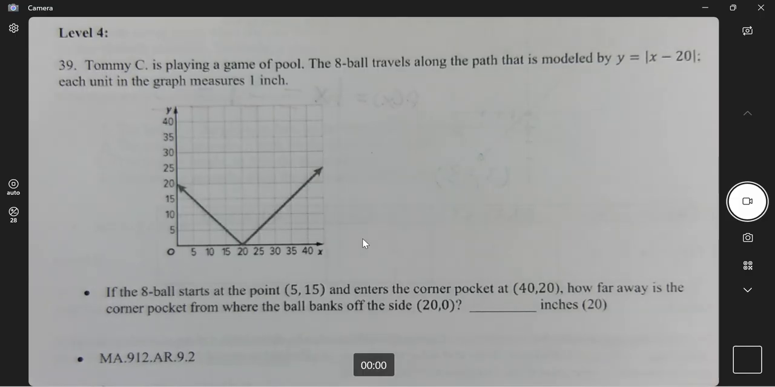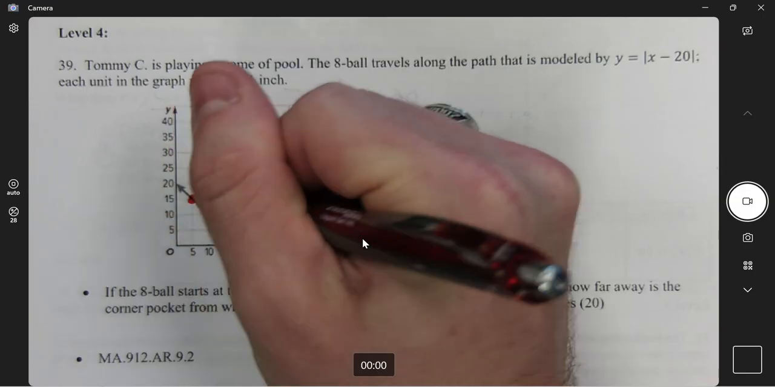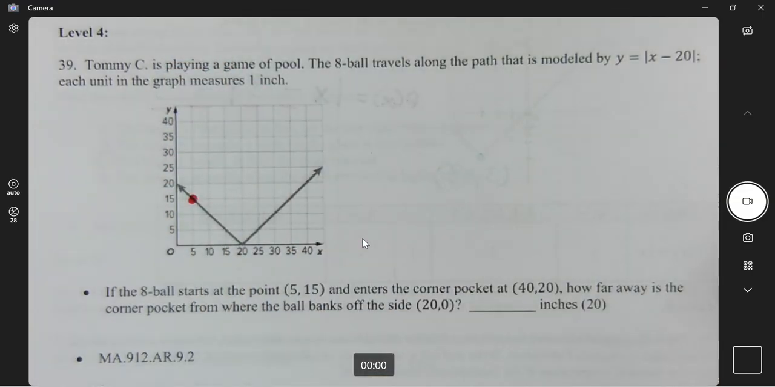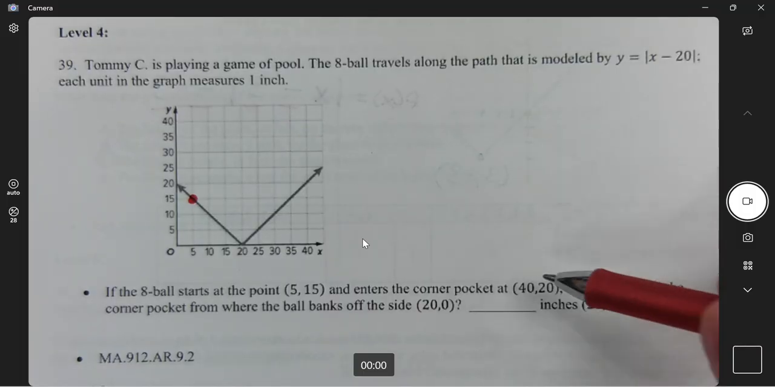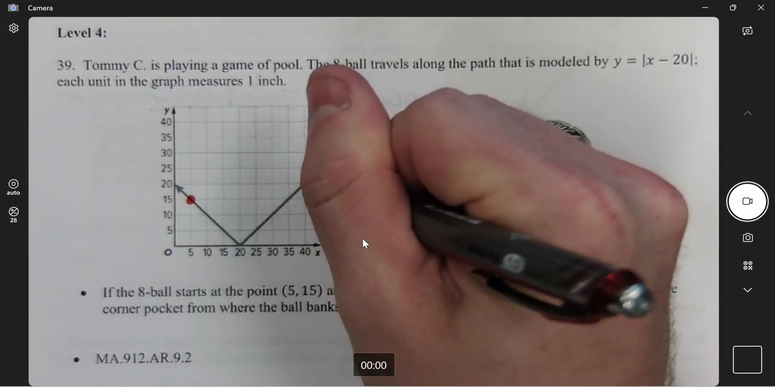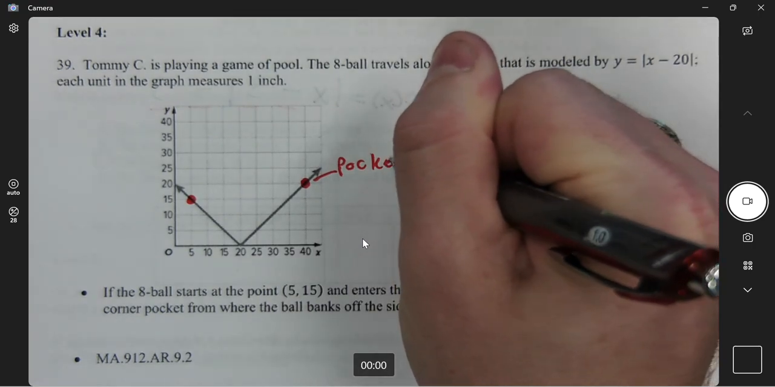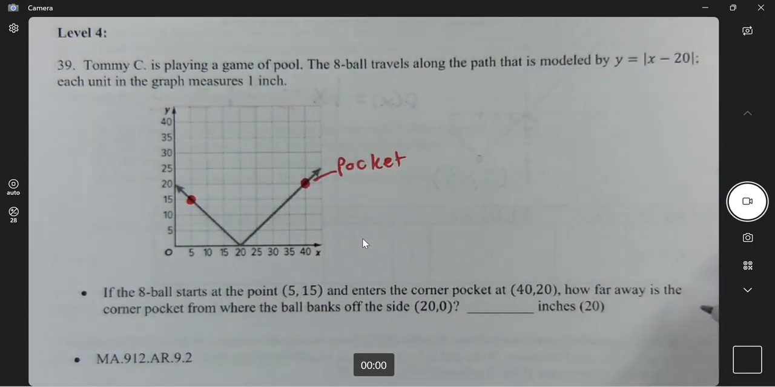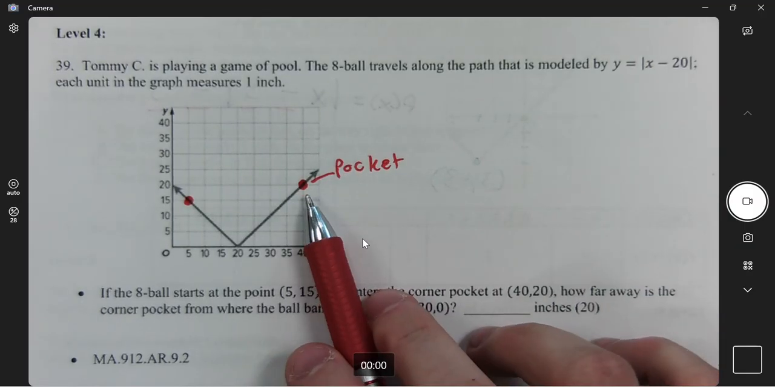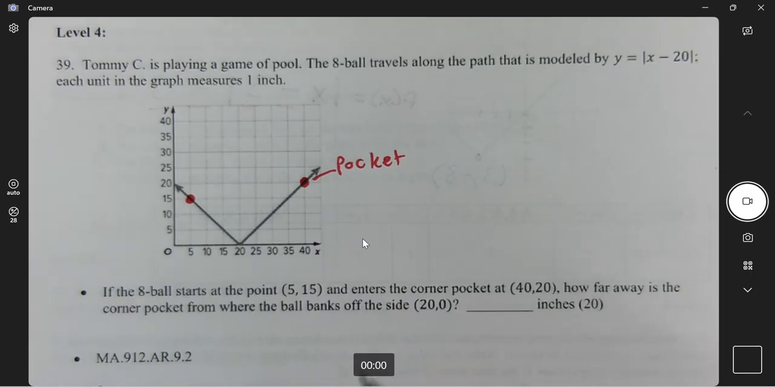If the 8-ball starts at (5, 15), and I would have drawn it in black because 8-balls are black, but the picture's already black, so I wanted it to stand out. And it goes in the corner pocket at (40, 20). How far is the corner pocket from where the ball banks off the side, (20, 0)?